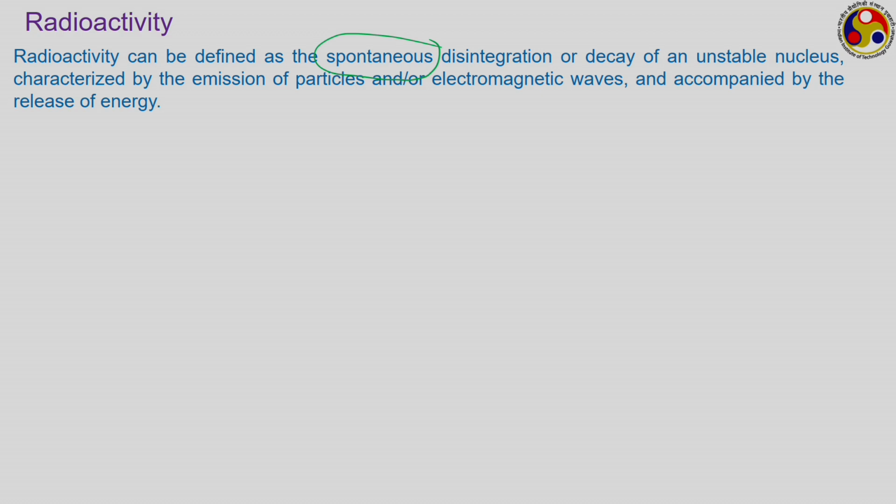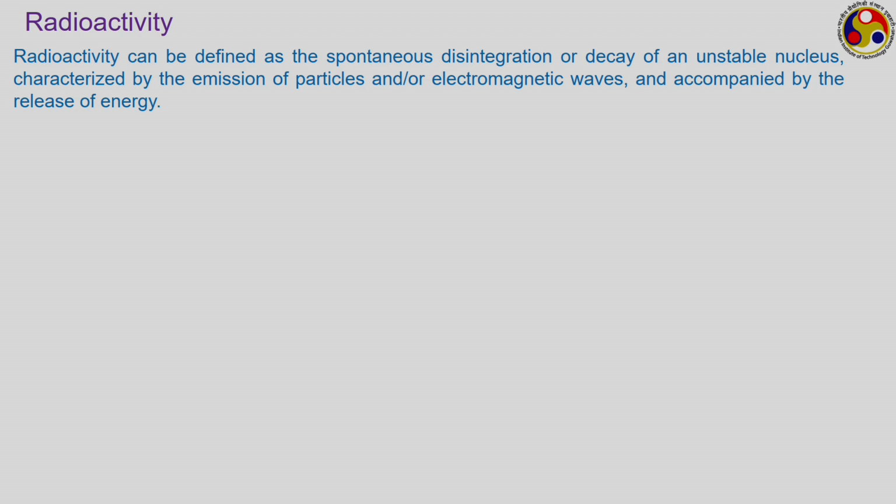So, the term spontaneous disintegration is the one that characterizes radioactivity, and it also separates it from different kinds of other possible nuclear reactions. And radioactive decay of an unstable nucleus is always characterized by the emission of particles and or electromagnetic waves, and is generally accompanied by the release of a huge amount of energy.